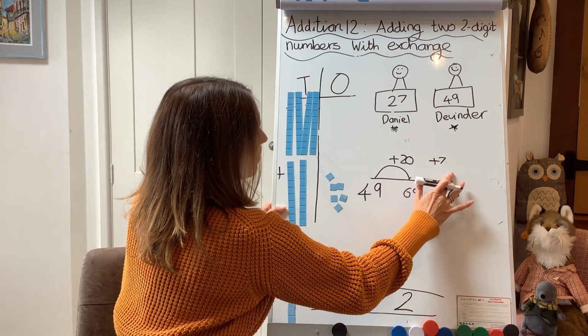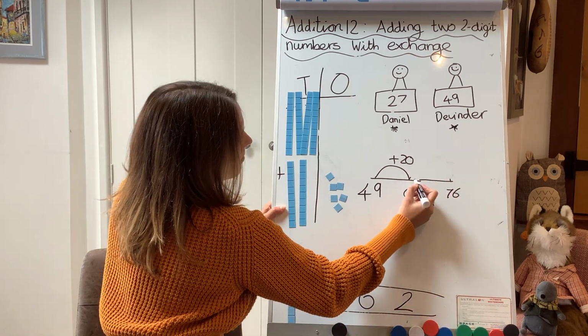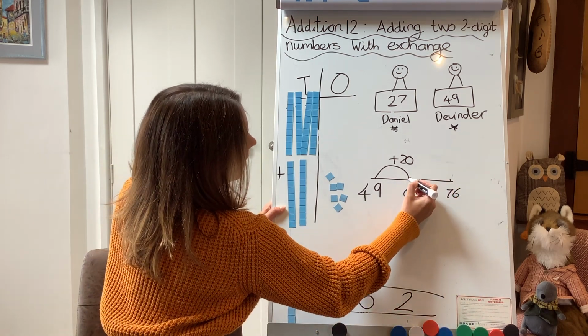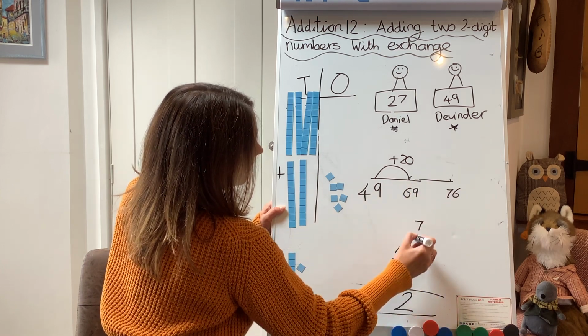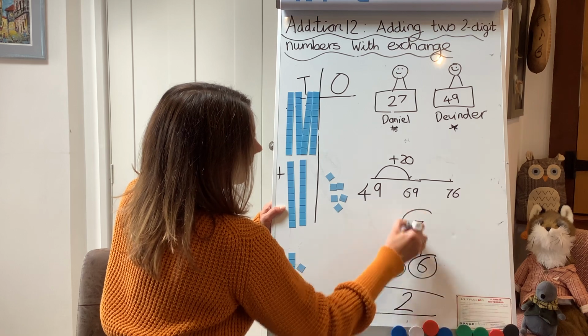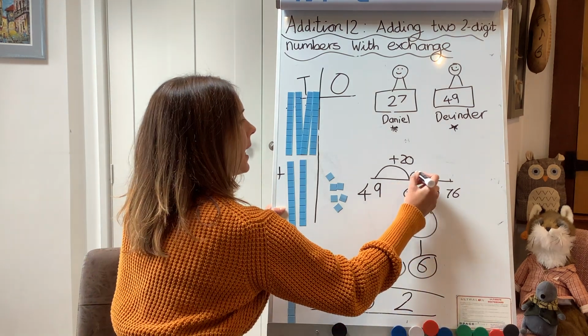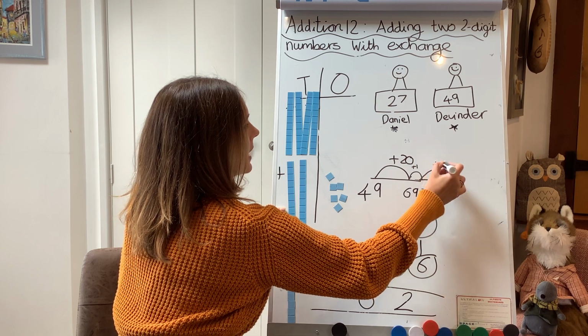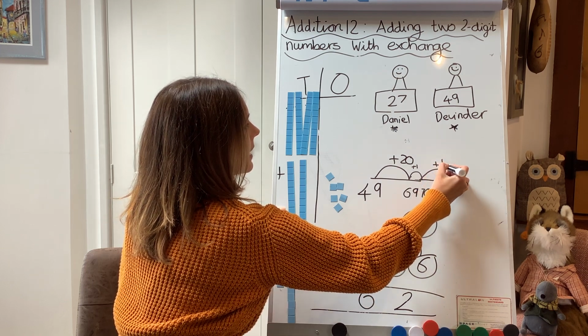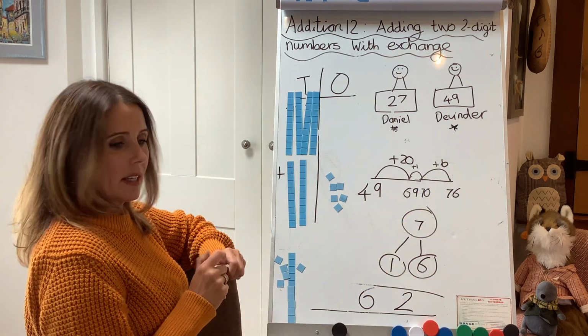You could also split that 7 to make it into 1 and 6 to make it easier to do the calculation. So 69 add 1 is equal to 70, then 70 add 6 is equal to 76.